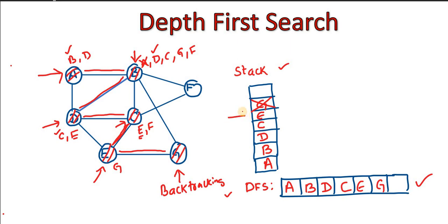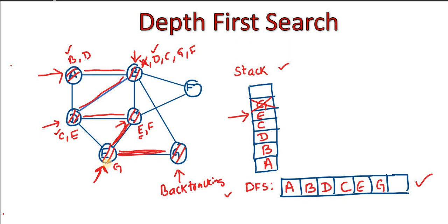That means G will be removed from the stack. And now what is on the top of the stack? Vertex E. That means you have to go back to vertex E and again do the same process. What is the process? Finding out the adjacent vertex which is unvisited. But if you observe, all the adjacent vertices of E are already visited.